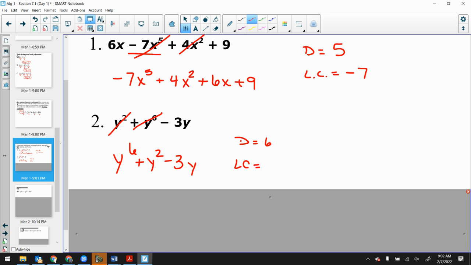1. Remember, I just talked about this. You're not paying attention. The leading coefficient never includes a variable. By definition, a coefficient is a number multiplied to a variable. So what number is sitting out in front of the y to the 6th? A 1, not a 0. A 1. Okay. Let's take a look at the next one.